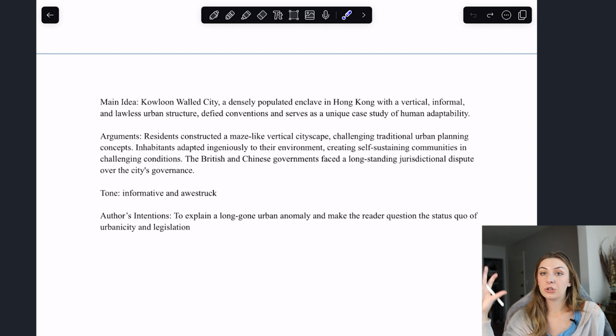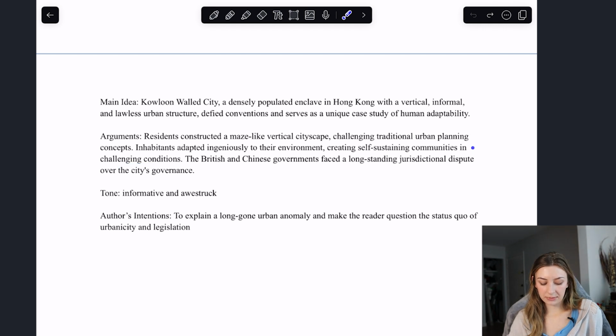So right, there were like two whole paragraphs there that were talking about the way that the city was built. It kept coming up in the passage, but also there was at least a whole paragraph that was just talking about that. That's an argument. Inhabitants adapted ingeniously to their environment, creating self-sustaining communities in challenging conditions.